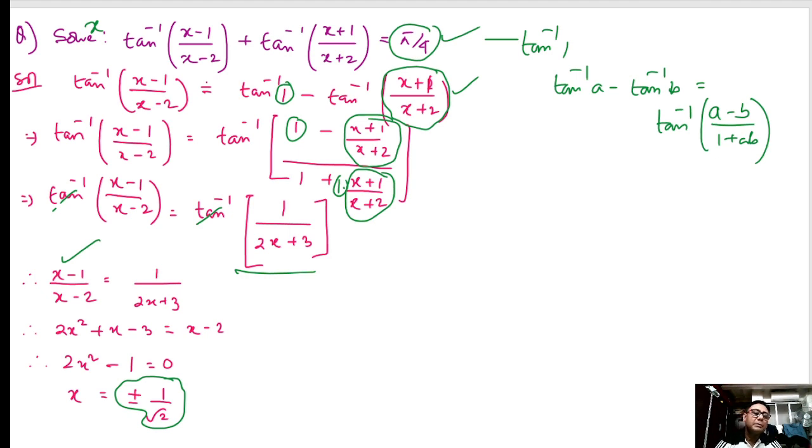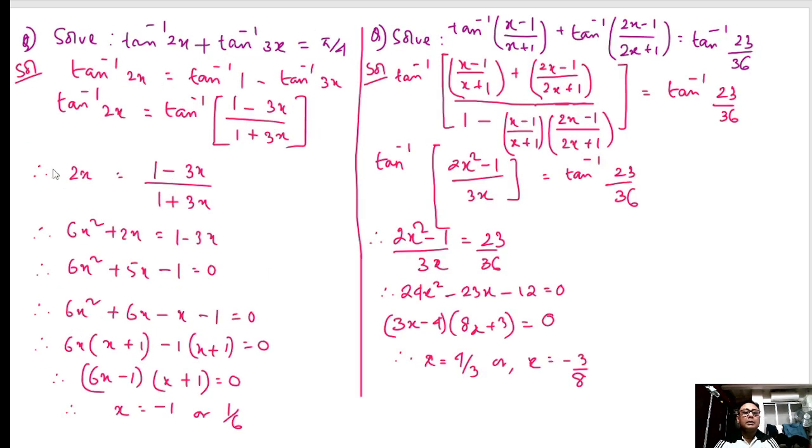Let's see the next sum, friends. So the next sum says again solve: tan inverse 2x plus tan inverse 3x is pi by 4. So again we have taken this as tan inverse 1, and this comes on this side, so tan inverse 1 minus tan inverse 3x. So tan inverse A minus tan inverse B is tan inverse (A minus B) by (1 plus tan A tan B). So using this, tan inverse and tan will cut, and on solving we are getting minus 1 and 6, 1 by 6.